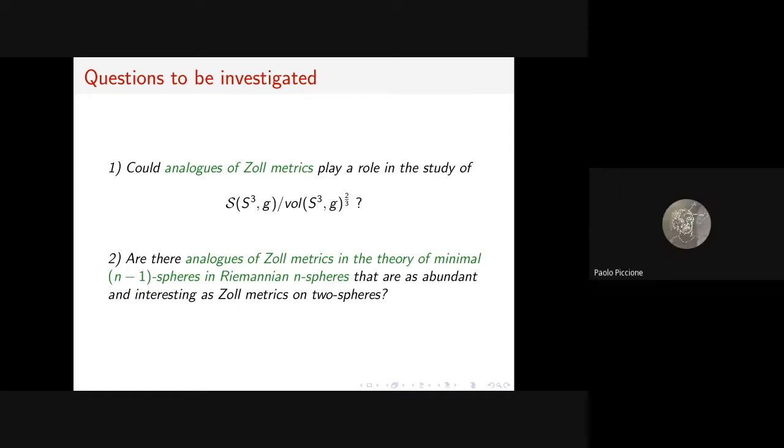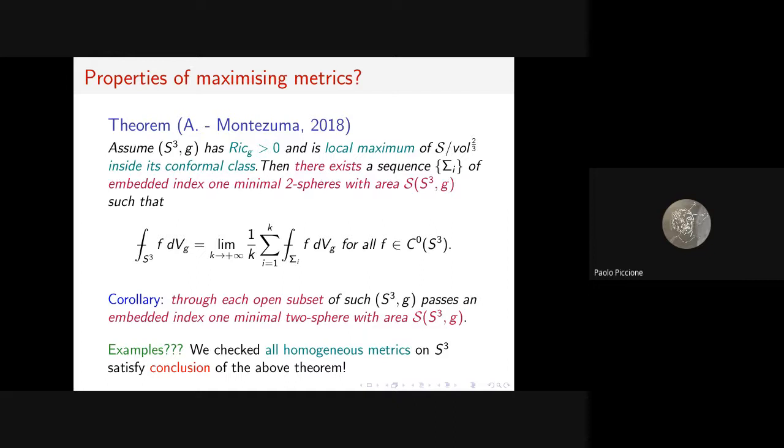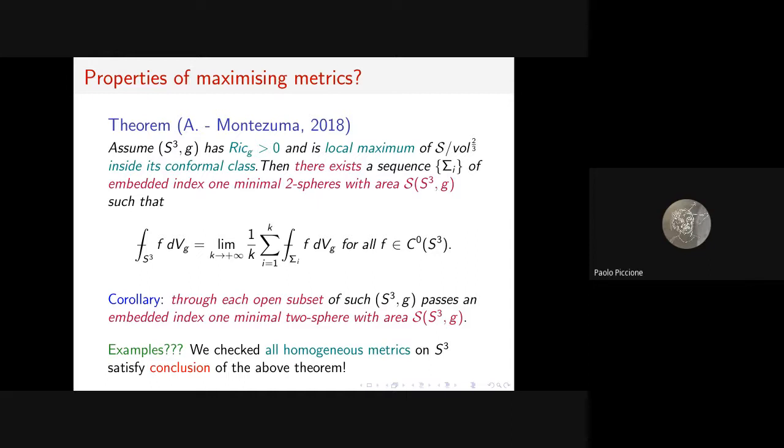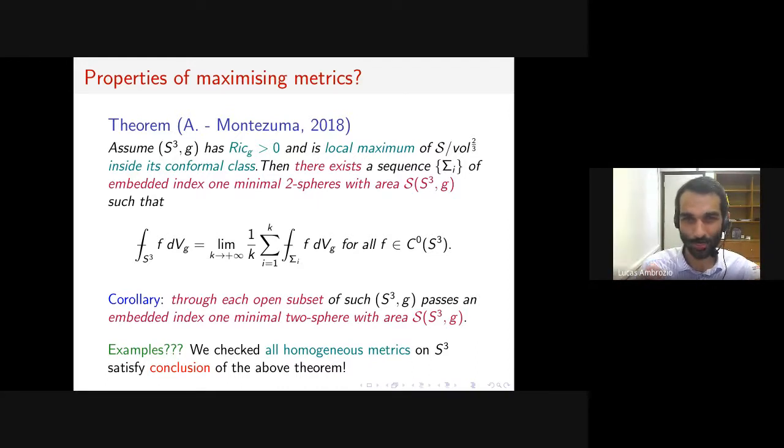Lucas, could you go back to your previous slide, please? I wanted to understand this theorem: if you have a local maximum of the systole, with volume one, let's say, then there exists a sequence sigma i of embedded index one minimal two spheres with the same area as the local maximum, with the property that if you integrate on S3 any function, this is the same as averaging the integral over the spheres? Yes, like an ergodic theorem. To compute the average of a function on S3, you compute the average of this function on any element of this sequence, then you compute the average of the first k averages, and then you take the limit.